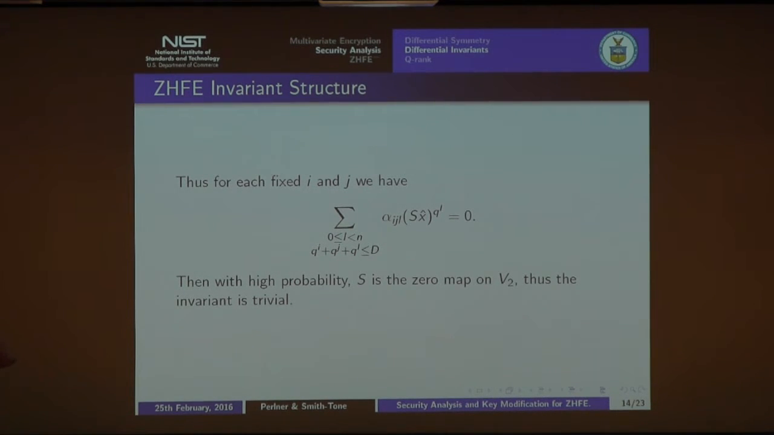But we just said that S was a surjective map onto W perp. So if S is the 0 map on V2, on the domain, that means W perp is 0. That means you have a trivial differential invariant. You're not getting any information about the structure of the scheme because every map has that property if you insist that one of the spaces is 0. Okay? So there is no invariant structure for you to exploit in an attack either.